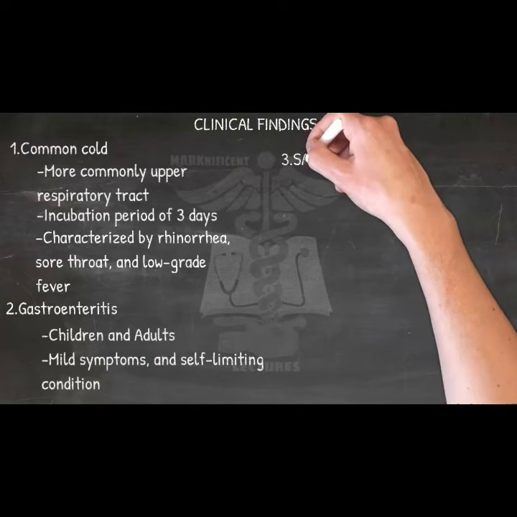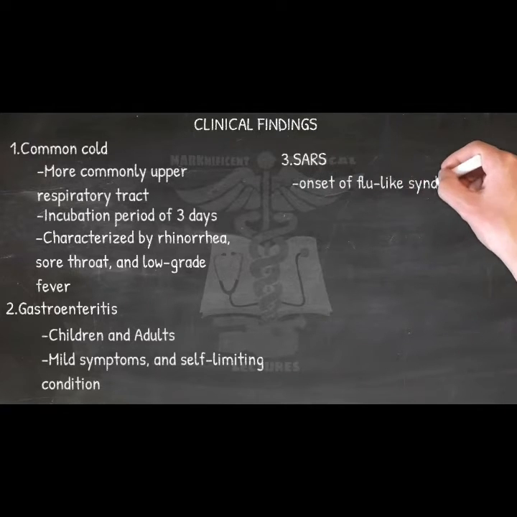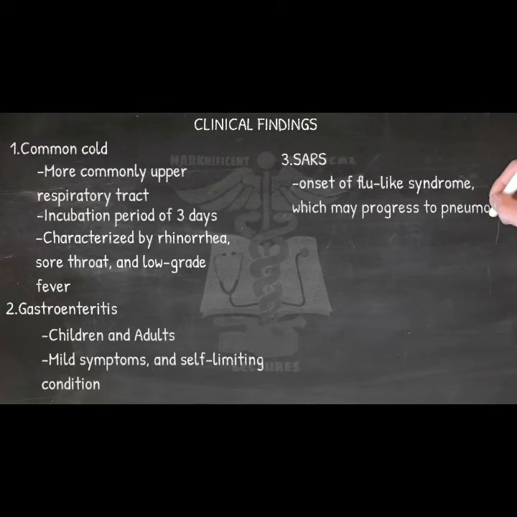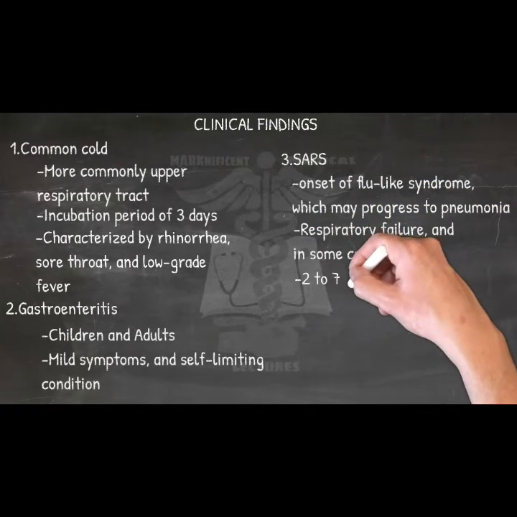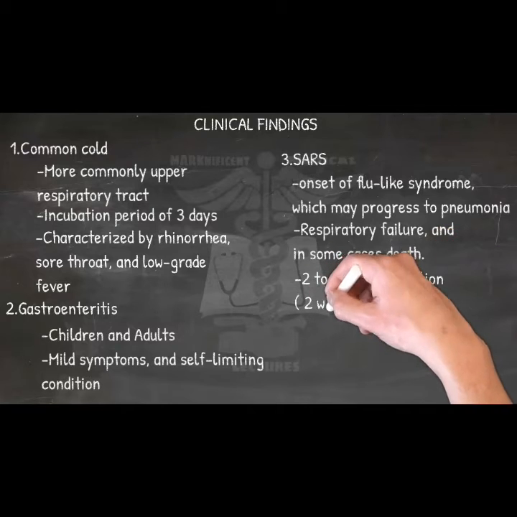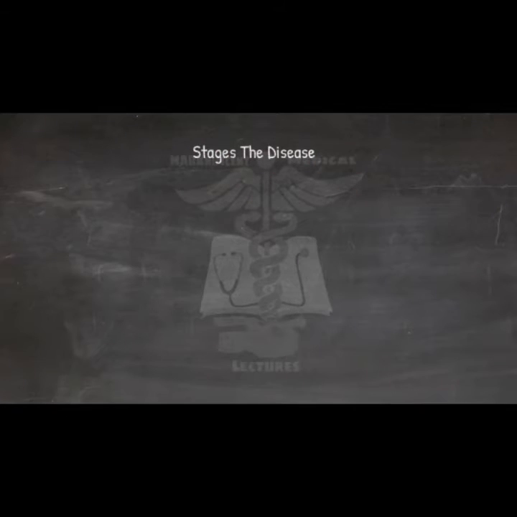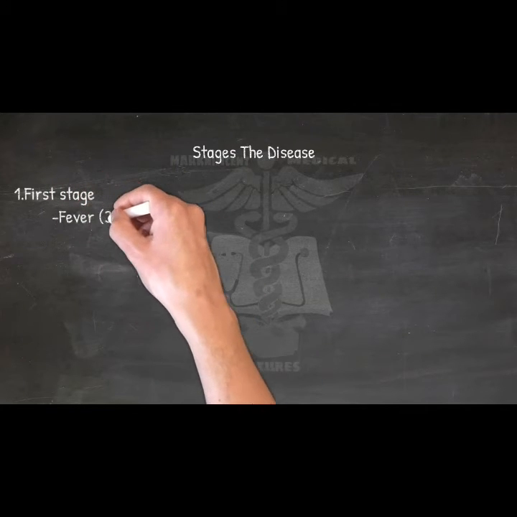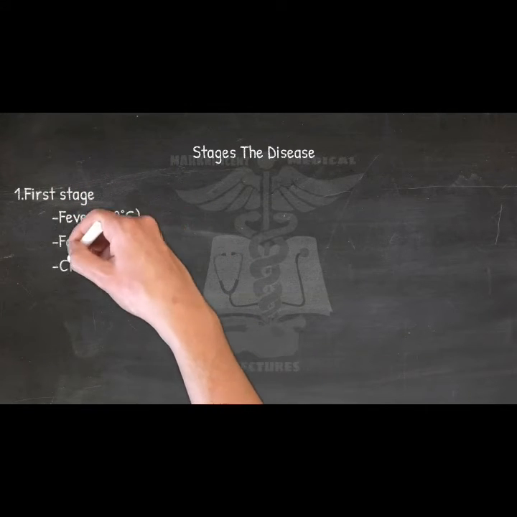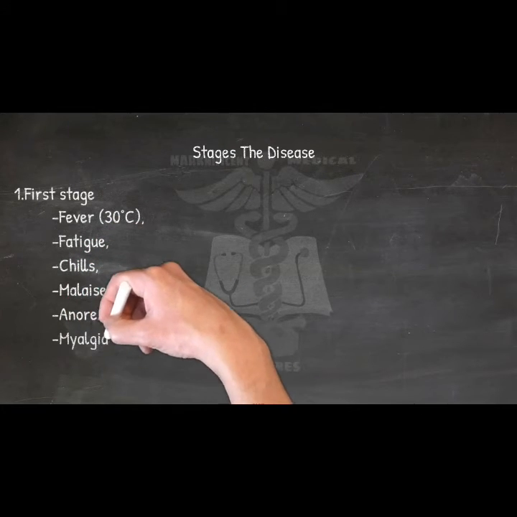3. SARS. SARS is associated with the onset of flu-like syndrome, which may progress to pneumonia, respiratory failure, and in some cases death. The incubation period varies from 2 to 7 days, although it may be as long as 2 weeks. Stages of the disease. The first stage of the disease is characterized by fever, fatigue, chills, malaise, anorexia, and myalgia.